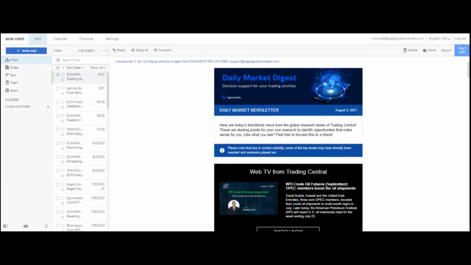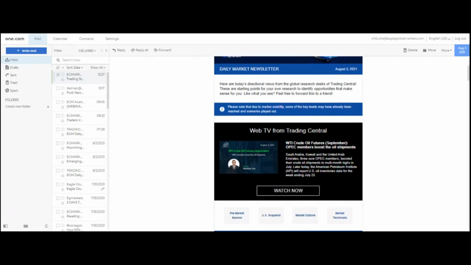Here is today's directional view from the Global Research Desk of Trading Central, which is our partner. That is where we get the signals from, and we provide them to you for free at no cost. They are basically, as it said, starting points for your own research to identify opportunities that make sense for you. You like what you see, feel free to share it with a friend.